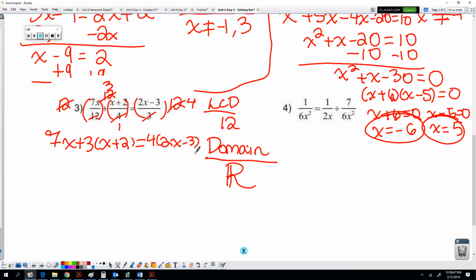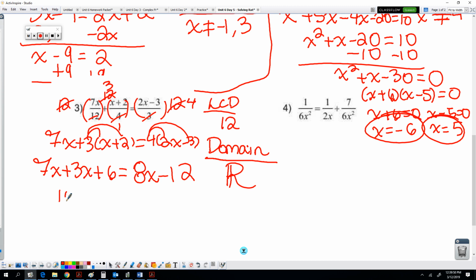So now what we're going to do is distribute. So I get 7x plus 3x plus 6 is equal to 8x minus 12. And then I'm going to combine my like terms.